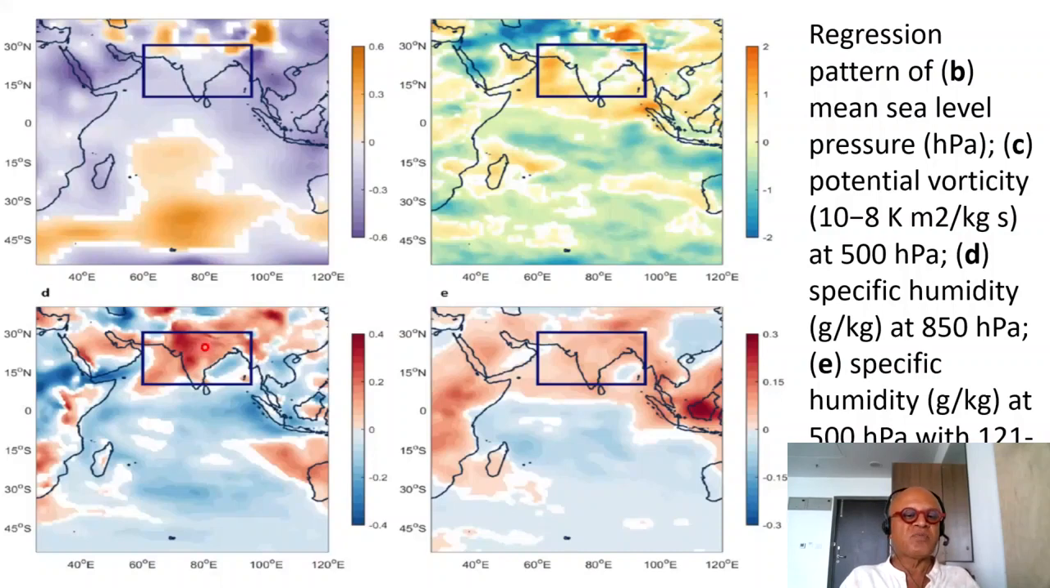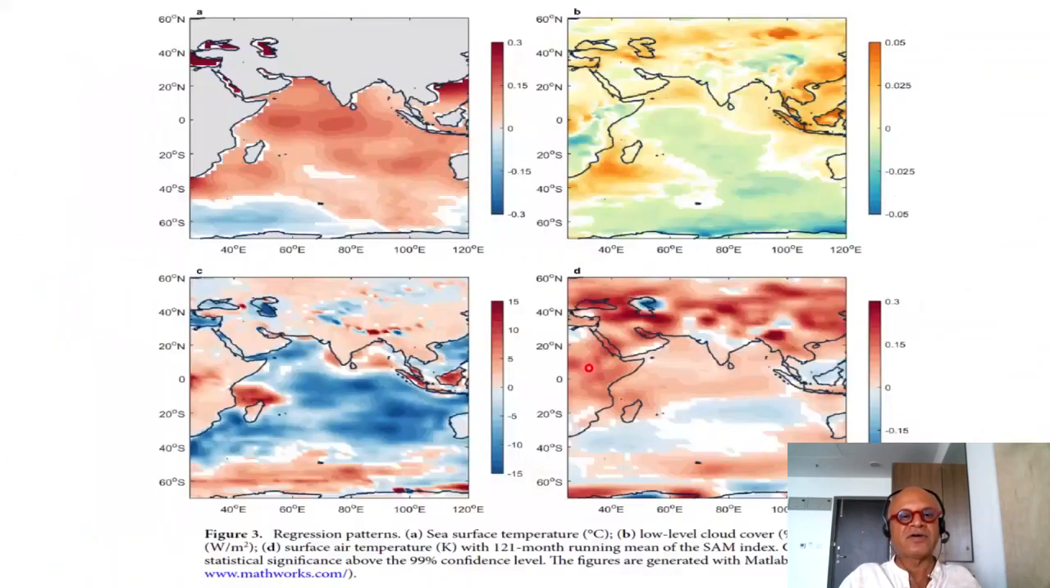It loads up the moisture at both the low level, 850 hectopascal, and 500 hectopascal. This is the 121-month running mean of the SAM index that is being regressed. Mid-tropospheric humidity loading typically corresponds to convection and conditions for rain. And here is the regression pattern of sea surface temperature.